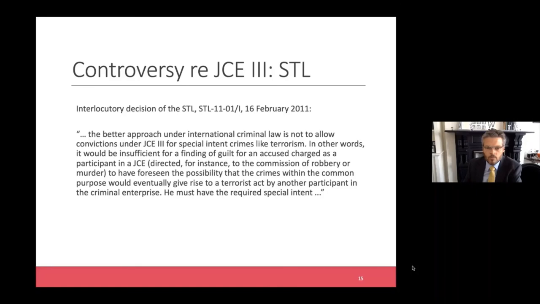In other words, it would be insufficient for a finding of guilt for an accused charged as a participant in a JCE directed, for instance, to the commission of robbery or murder, to have foreseen the possibility that the crimes within the common purpose would eventually give rise to a terrorist act by another participant in the criminal enterprise. He must have the required special intent for terrorism. He must specifically intend to cause panic or to coerce a national or international authority.